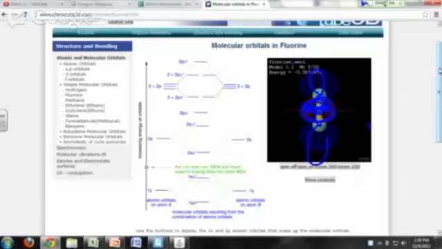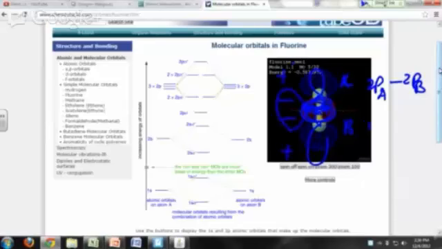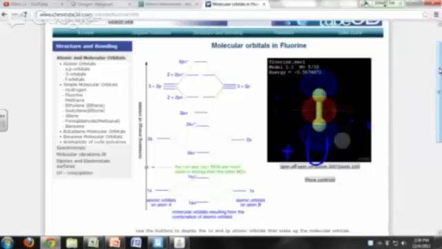I think if this was A and that's B, this is going to be 2pa minus 2pb, because these are pz orbitals, so this will be plus minus, and then you have to flip the other one to minus plus so that they build up electron density in between. So that's your energy level diagram for your molecular orbitals of fluorine.